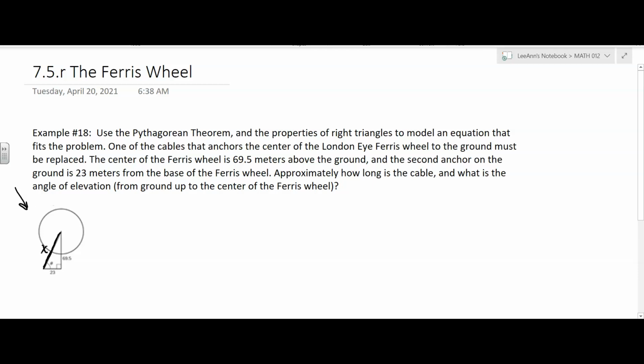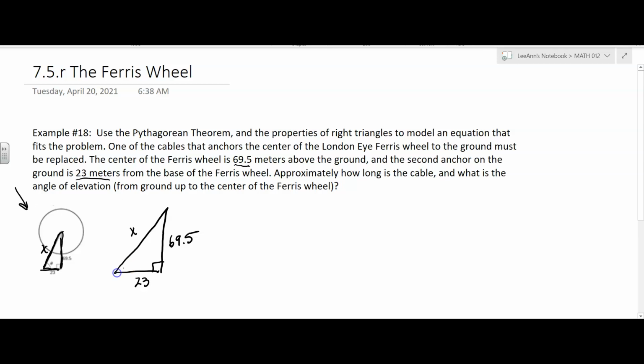All right. The center of the Ferris wheel is 69.5 meters above the ground. Okay, that's this line right here then, 69.5. So I'm going to draw a bigger triangle so you can see it better, hopefully. And so this is my X, this is the 69.5. And the second anchor on the ground is 23 meters from the base. So that's this distance right here, 23 meters. This is a right triangle, no matter how I drew it. And so that's the picture.